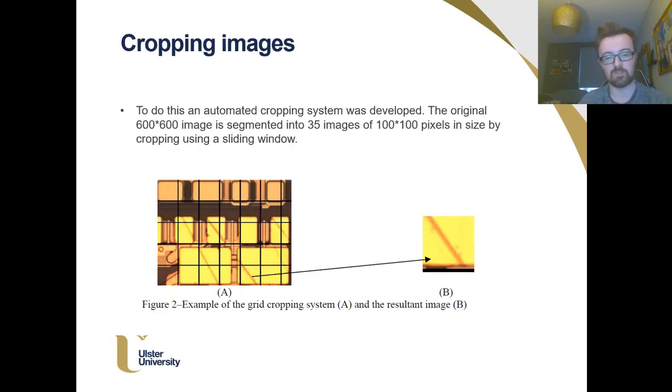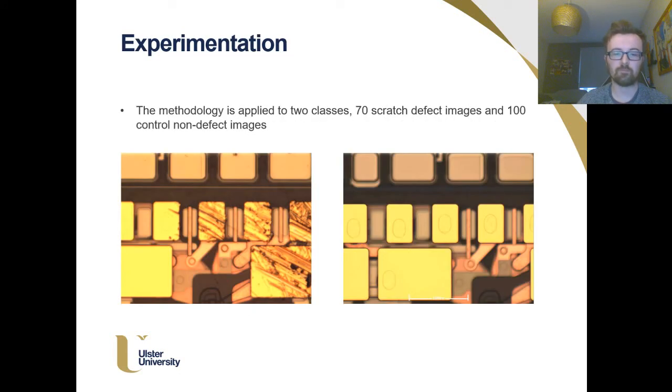This automated cropping system turned our 600x600 original images into 45 images of 100x100 pixels in size by cropping using a sliding window technique. An example is given here. We then select these new cropped images that possess defects and use these in the creation of the custom vocabulary. We then applied this method to two classes, 70 scratch defect images and 100 control non-defect images, examples of which are given below.